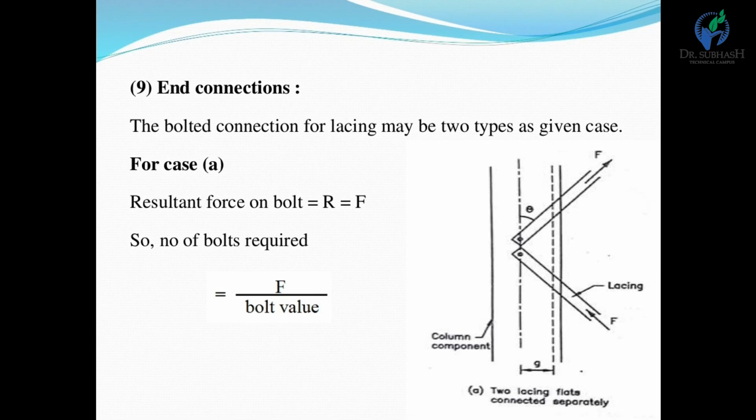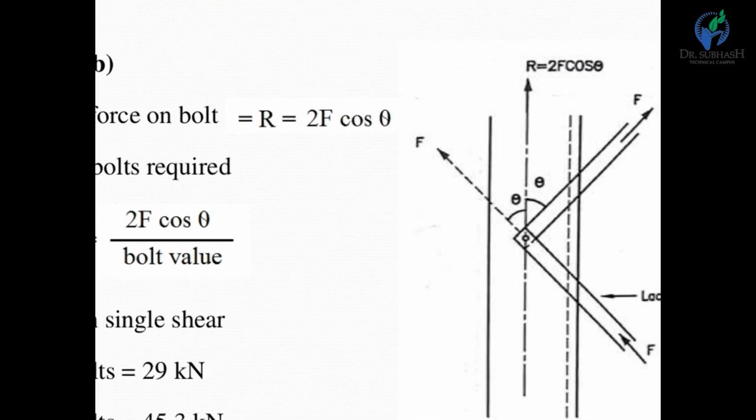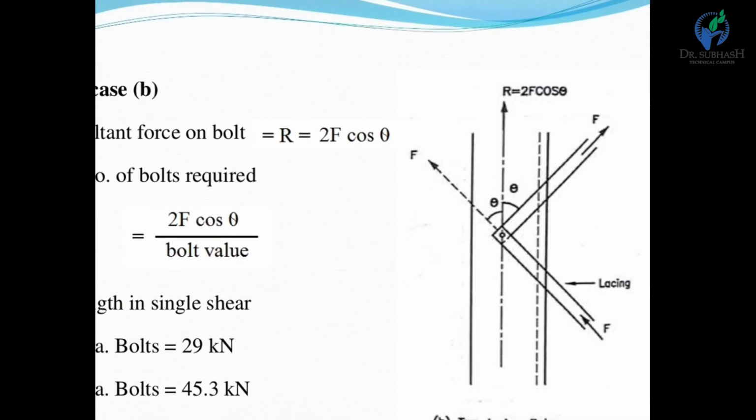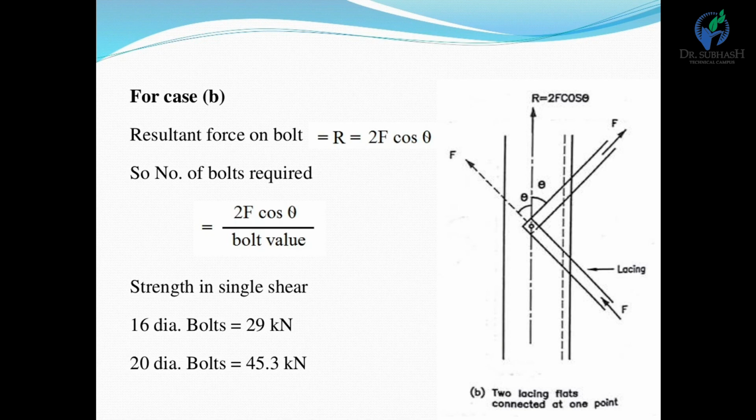Next, case B. The resultant force of bolt R is equal to 2F cos theta. Now what should be the case B? You can see the figure. We can overlap two lacing plates at the same point through bolting. At that time your resultant should be 2F cos theta. So R is equal to 2F cos theta in this case. The number of bolts also uses the same equation, total force divided by bolt value. But here the force is equal to the resultant force, it means R is equal to 2F cos theta.